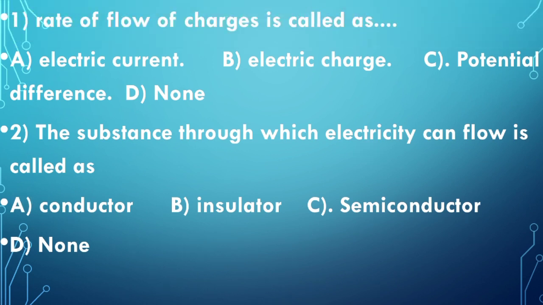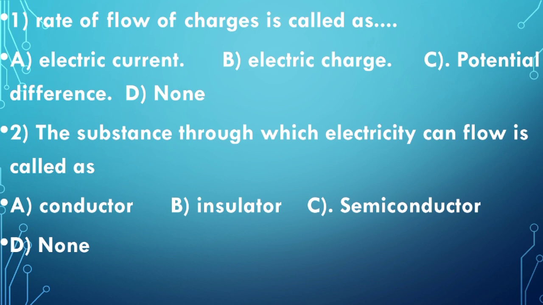The first question: rate of flow of charges is called as. I think you know the answer. There will be four options: first is electric current, second is electric charge, third is potential difference, and none. Now here the answer is electric current, because the rate of flow of charges is nothing but the electric current. So the first option is right, and you need to pick the first answer. Okay, now moving on to the next question.